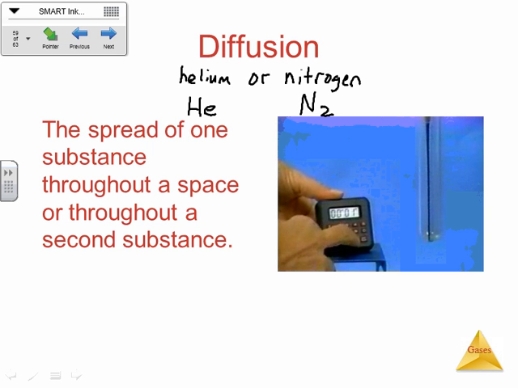Anything else we need to talk about? I think that's really pretty much it. If you can figure out which one is moving faster, then you can figure out which one is going to diffuse or effuse faster. It's just kind of a natural consequence of that. All right, I think that's pretty much it.